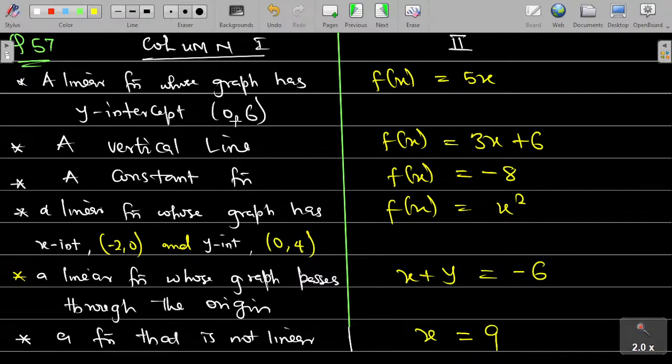(0, 6) means that it's going to cut the y-axis. Whenever a linear graph cuts the y-axis, it will definitely cut it at the point where x is 0. So in other words, you can see here x is 0. All you need to do is check which of the four functions, when I substitute x as 0, I will get y as 6. That's the one that will define this particular graph, and that is the second one.